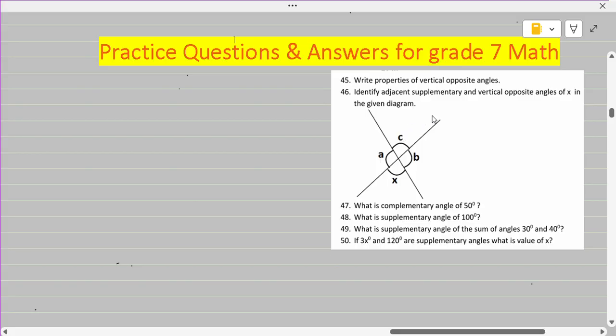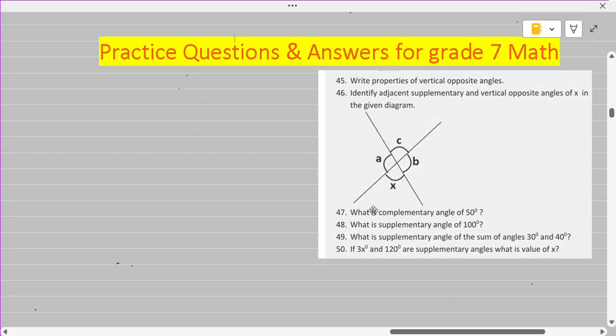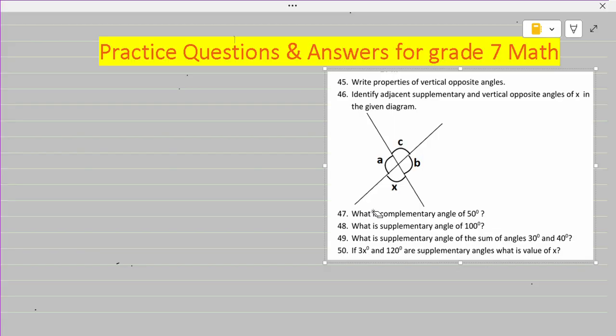Okay, so let's say it here in number 45. So here it says: write properties of vertically opposite angles. Alright, so what are the vertically opposite angles? Those are what we are asked here. So vertically opposite angles are those which are made when two lines intersect and form on opposite sides.